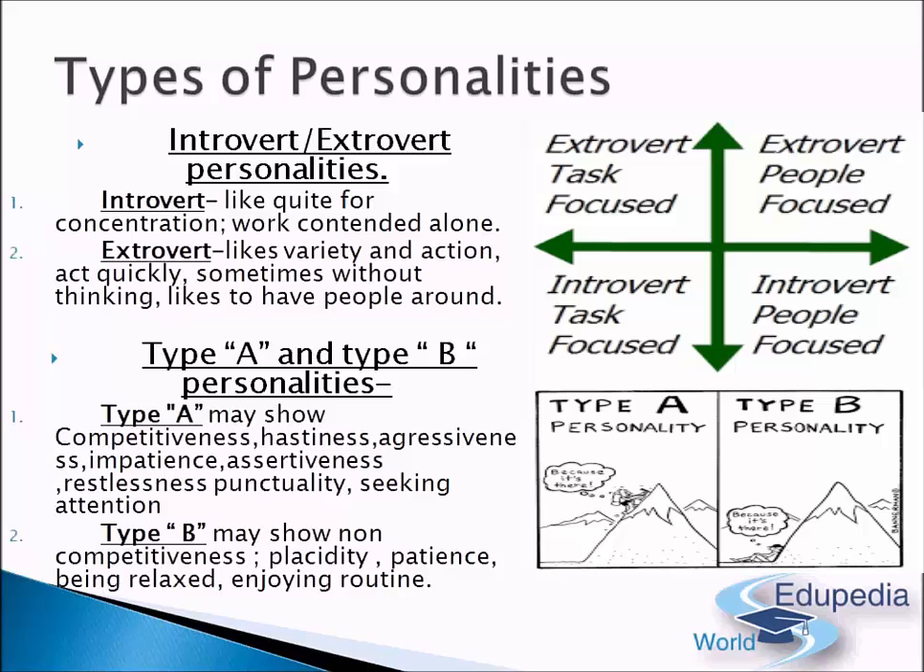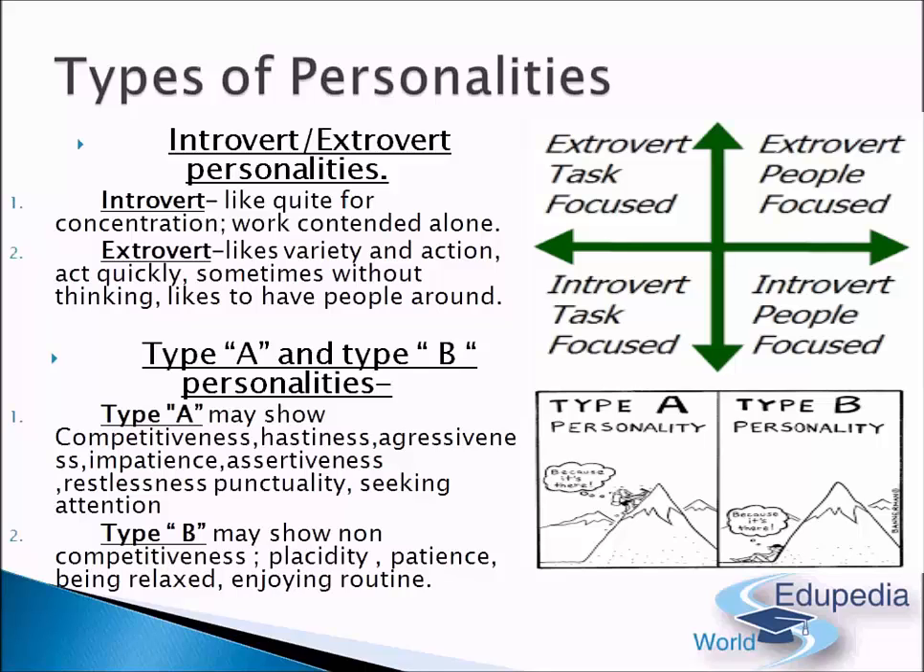The second consideration, or the second thing that we talk about, is type A and type B personality. Type A personalities are very competitive in nature, with hastiness and aggressiveness. They have impatience. They cannot have patience. They are very assertive, restless. Punctuality is their norm, and they are always seeking attention. This type is the one who likes adrenaline to flow in their blood. They are always competing. They want action.